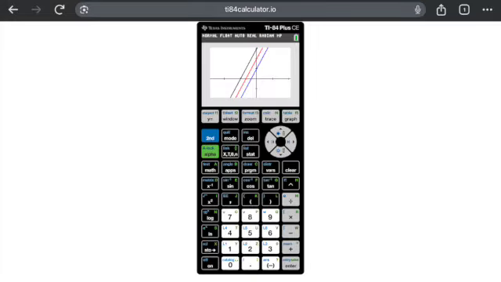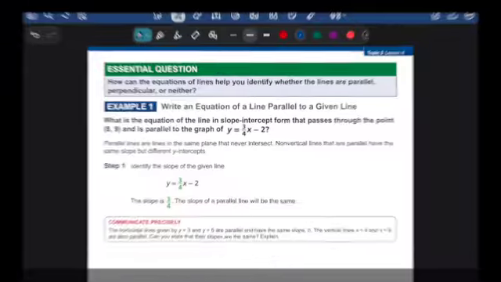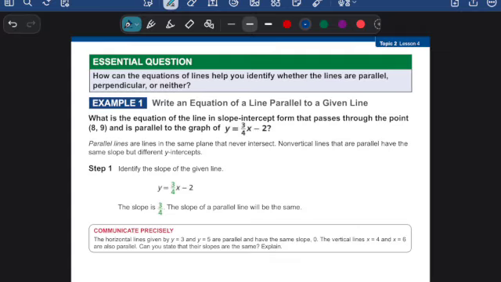I did zoom in, so if you want to zoom in, you can hit zoom in number 2, and click on enter wherever you want your cursor to go, and it will zoom in. So you can see I have those three lines. I notice the lines are parallel. They do not intersect. They have three different y-intercepts. One intercept is at 1, the other is at 2, the other is at 3, but they never cross. They are parallel.